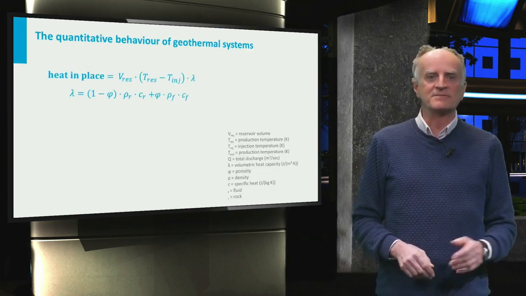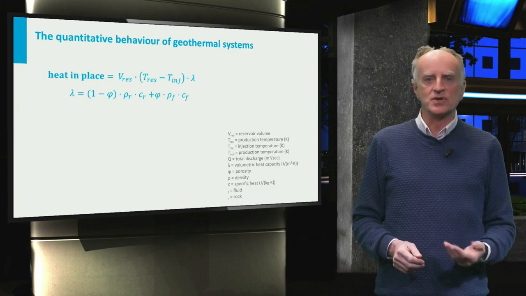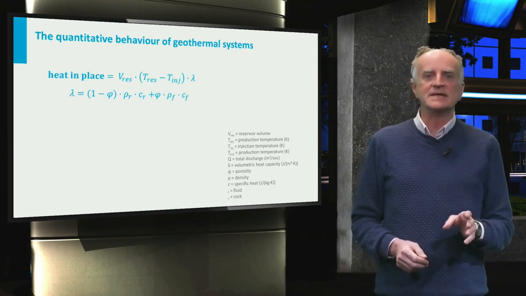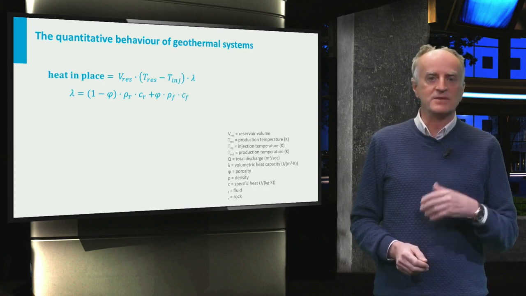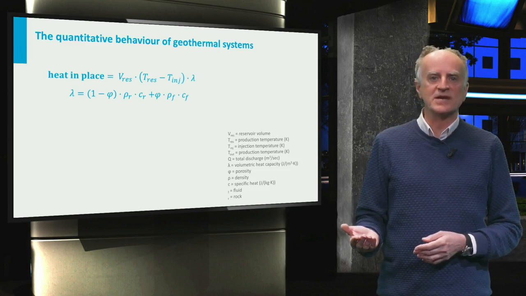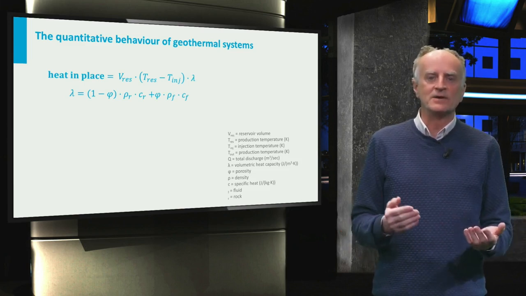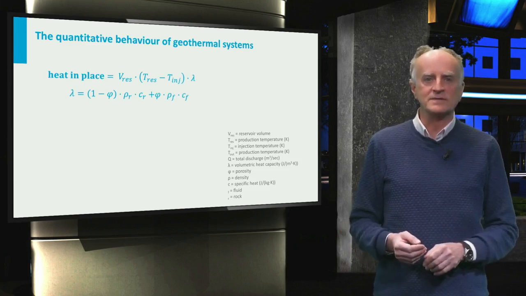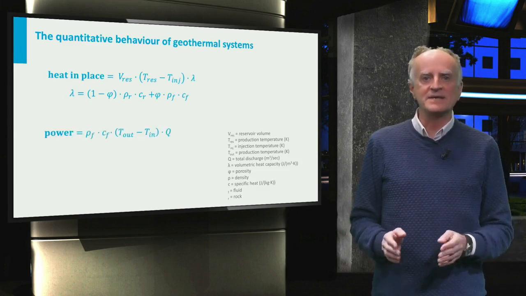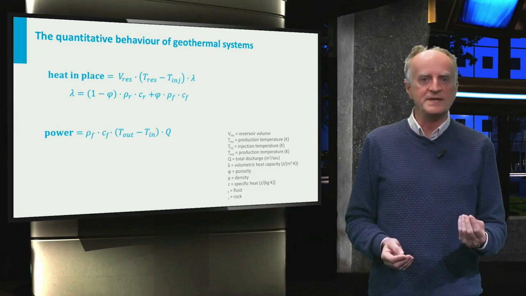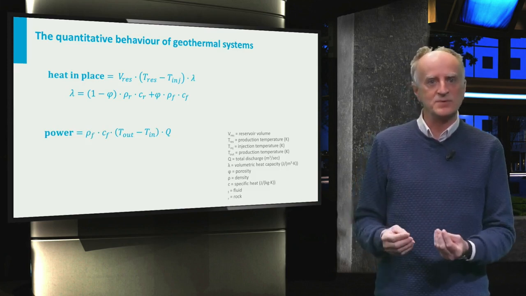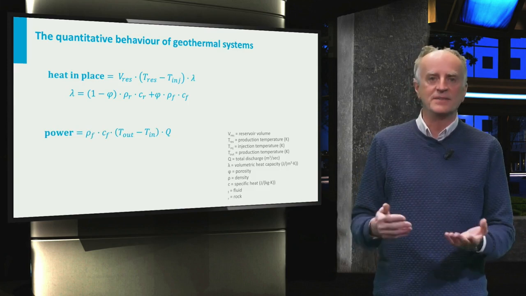Here we present the relevant equations underlying the behavior shown in the previous slides. The energy stored in the aquifer is the heat in place. This depends on the volume of the reservoir, the temperature of the reservoir and of the injected water, and lastly, on the volumetric heat capacity of the rock fluid system. How much of this heat can be extracted depends on the product of the fluid heat capacity times its density, the temperature difference between the produced and the injected water, and the flow rate.